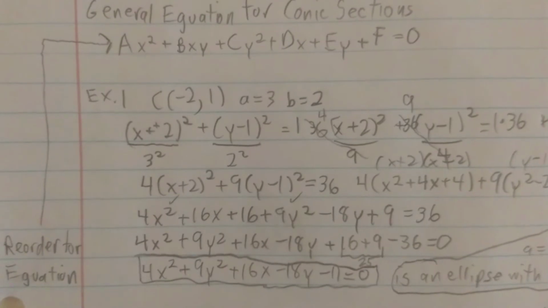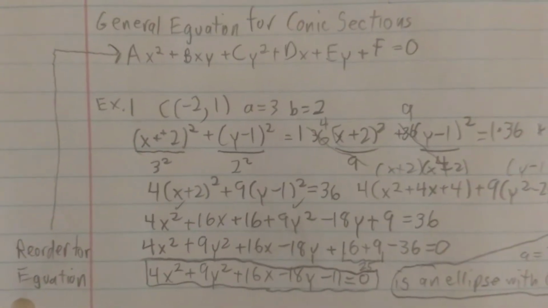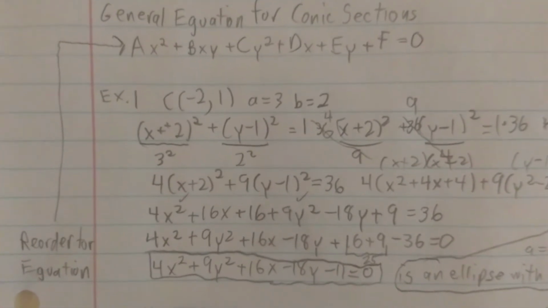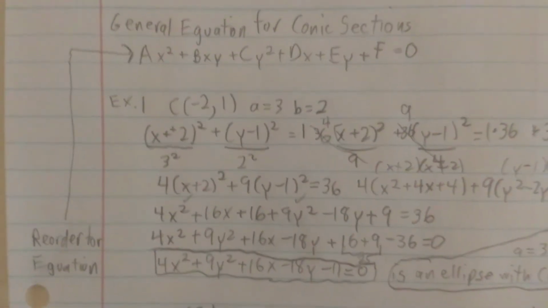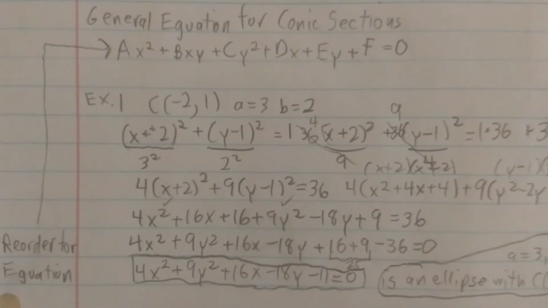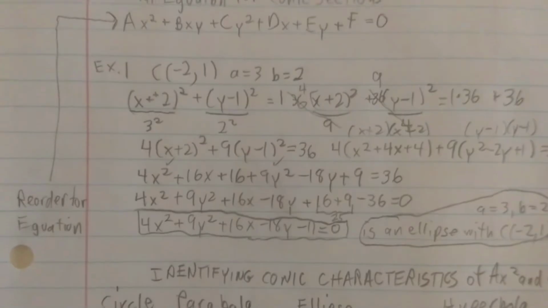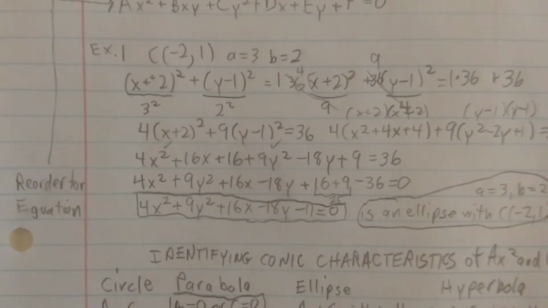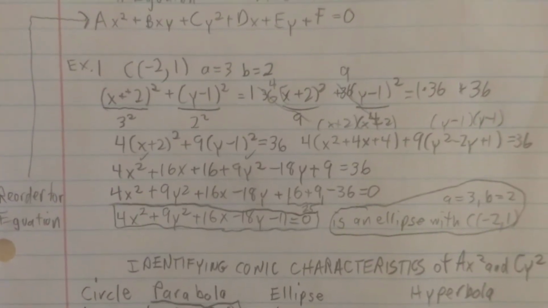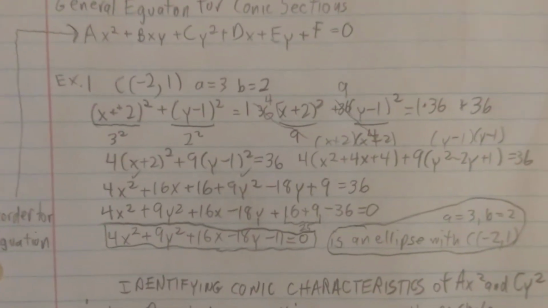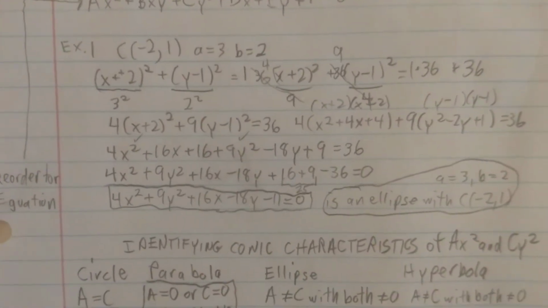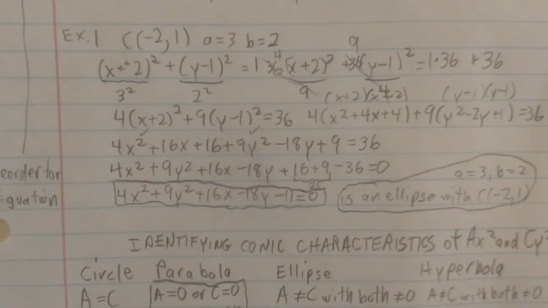So the general equation is ax squared plus bxy plus cy squared plus dx plus ey plus f, where a, b, c, d, e, and f are just generally whole numbers. Okay, so let's look at example 1, with a center at -2, 1, an a of 3 and a b of 2, and let's turn this into the equation.